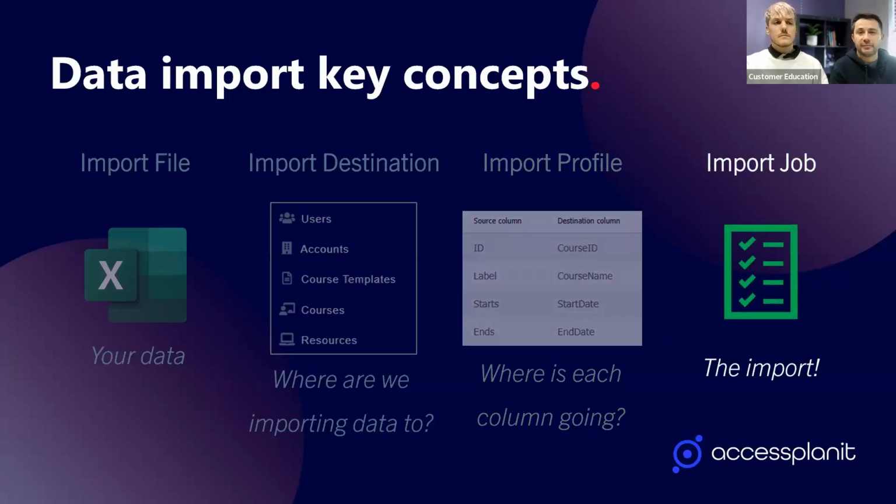So finally, we have the import job. An import job is created every time you actually run an import using an import profile. Each job is a record of that specific import attempt, whether it's a test import or a full import. The job shows you what happened, how many records were processed, whether it was successful, and whether any errors occurred. This is really helpful for auditing and troubleshooting because you can always look back at a job to understand exactly what imported and when.